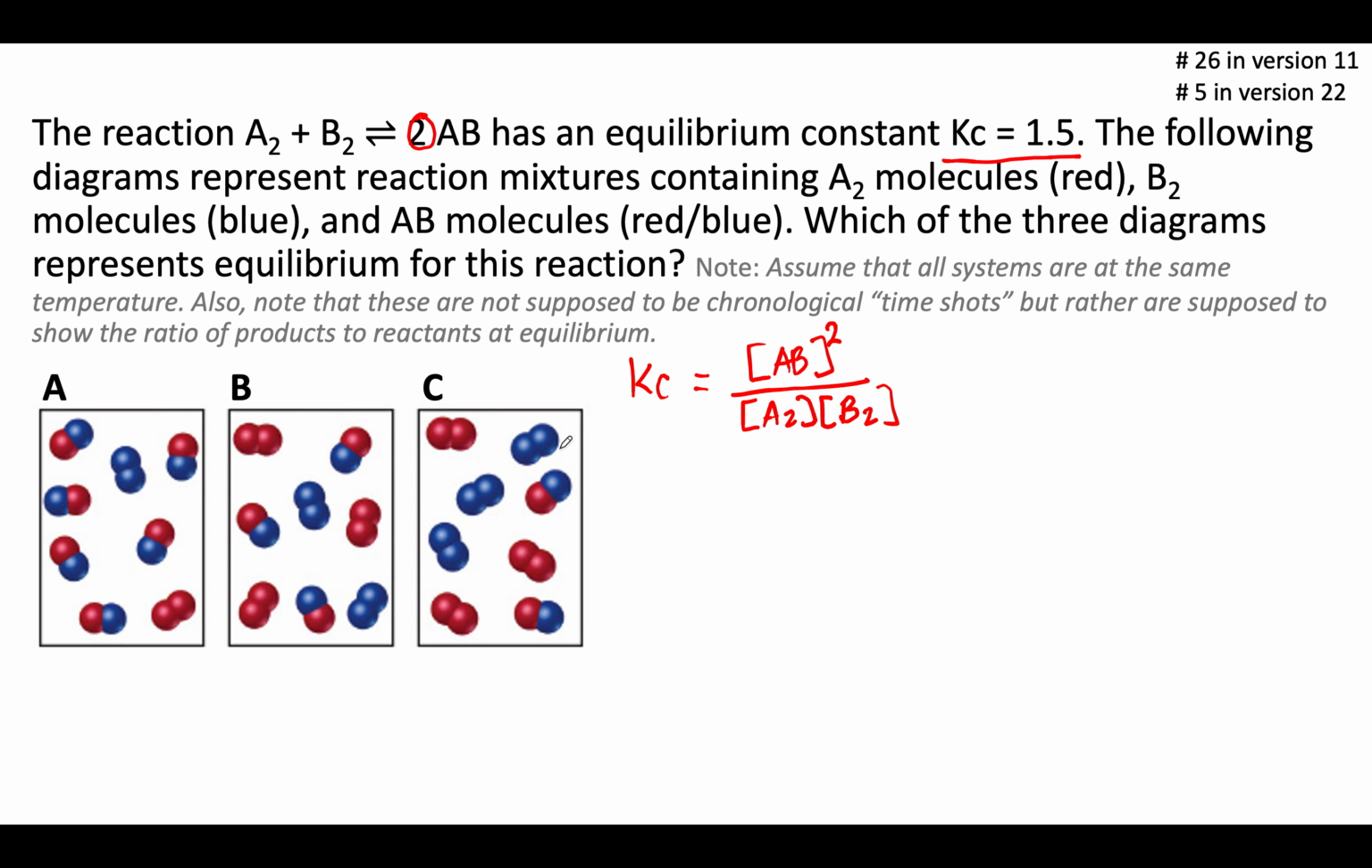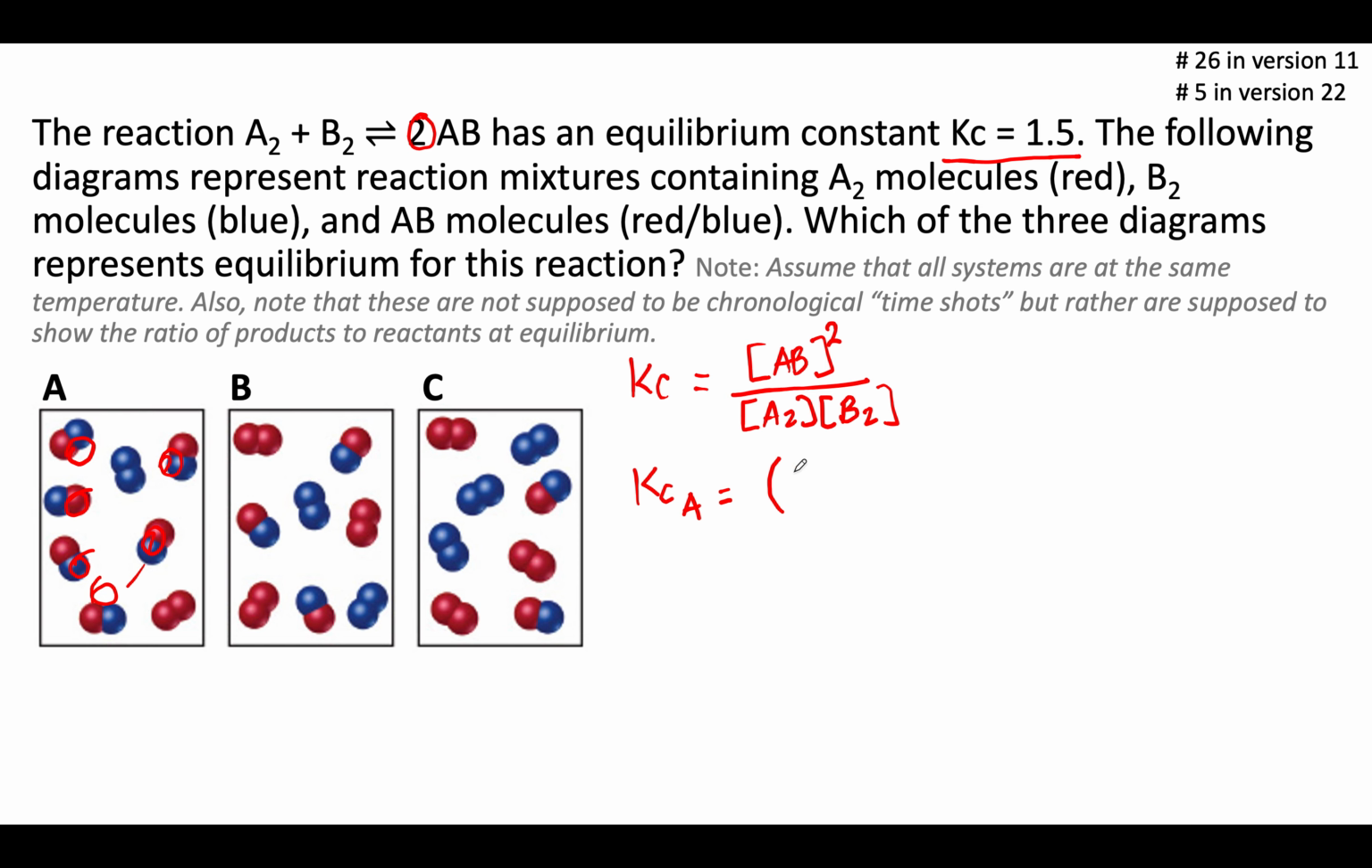So now we're going to find the value of Kc for scenario A, scenario B, and scenario C. To begin with, the Kc for A is going to be, let's see, what's the number of AB molecules? So that would be 1, 2, 3, 4, 5, and 6.